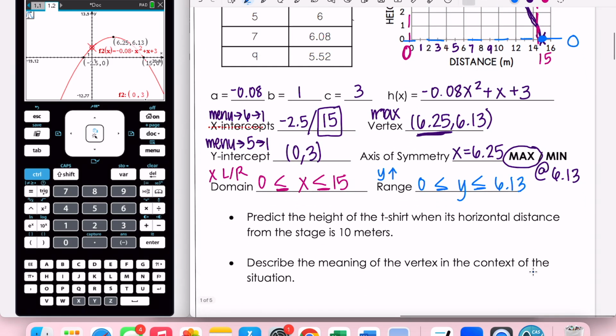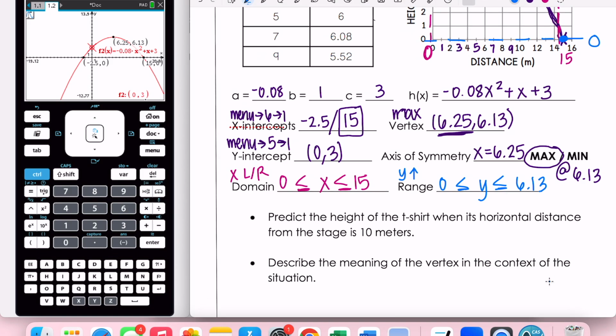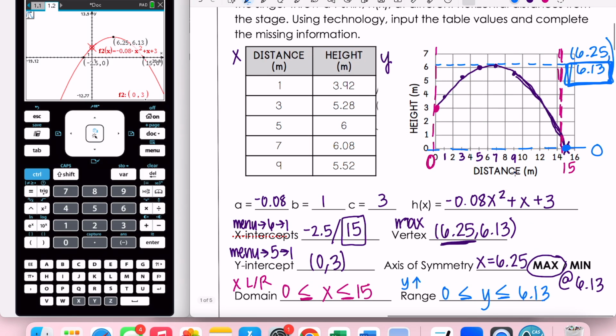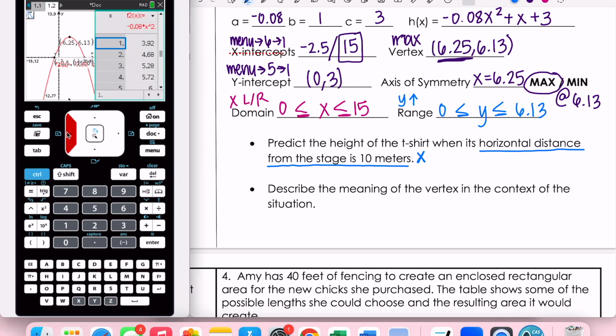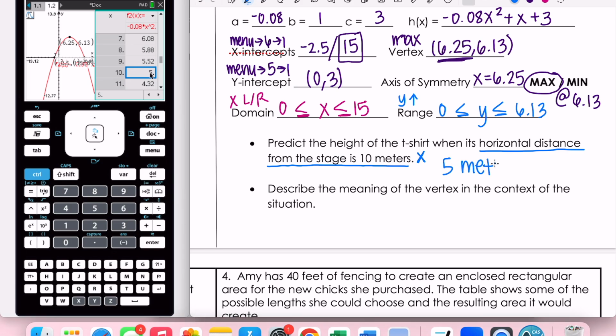Okay, next, predict the height of the t-shirt when its horizontal distance from the stage is 10 meters. Okay, horizontal distance from the stage. First, I need to determine what piece of information that is, x or y. Well, distance from the stage is my x value. It tells us so on the graph. Distance is my x value. So here they gave me the variable x. So from here, guys, I'm going to go ahead and press Control T, and I'm going to go to where x is equal to 10. And I see here that the height is 5. So I'm going to go ahead and say 5 meters.